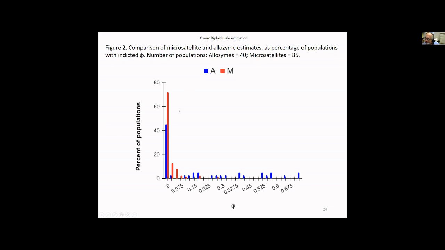And as you can see, there still is more microsatellite percentage of populations with low diploid male frequencies, and the ones with high diploid male frequencies are generally the allozyme ones, but there is a considerable range of overlap getting up to fairly high frequencies that seem to be entirely consistent between both methods.